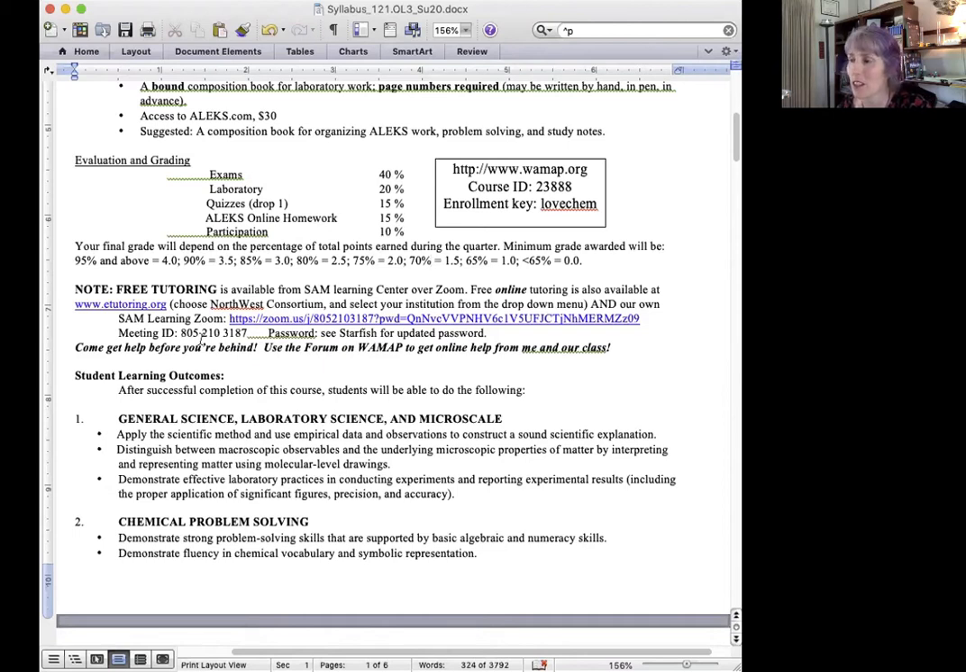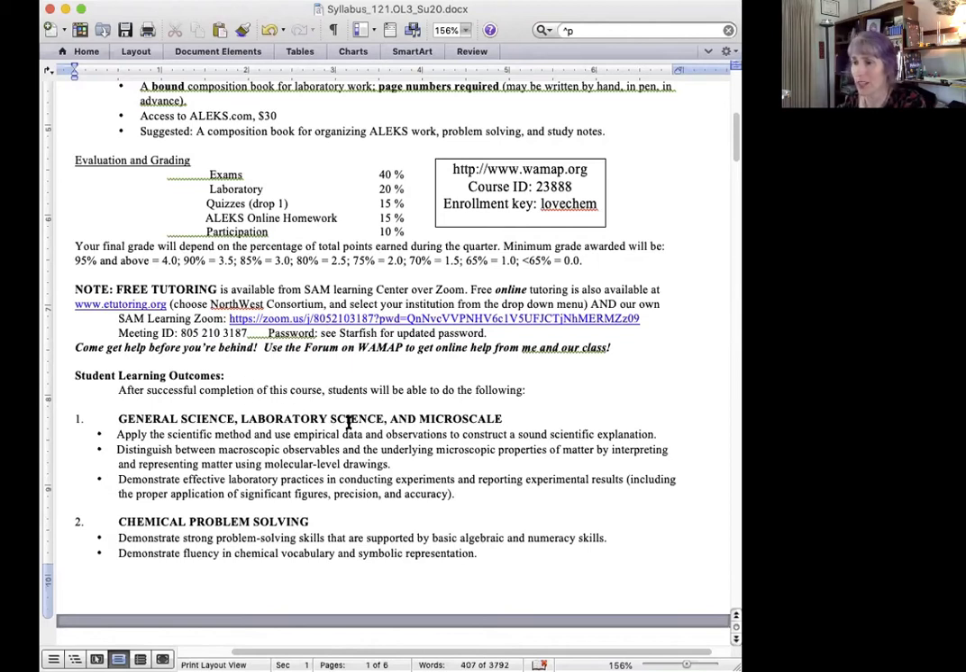All right, we have lots of free tutoring available. The SAM Learning Center is on Zoom. Log in on Starfish to get the quarterly password. As soon as I find out more, I will let you know. But for now, if you know how to get onto Zoom, zoom.us, you can use the meeting ID and give that a shot. I think they're keeping that the same, and just the password will change quarter to quarter.